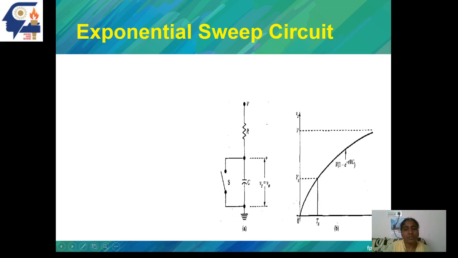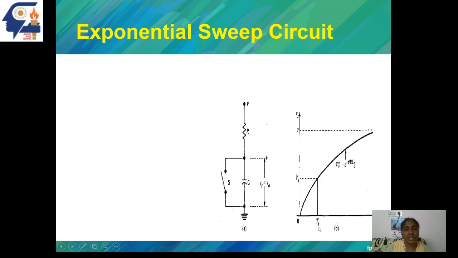At t equal to 0, the switch is kept in open condition, and thereby the capacitor charges to the voltage level V through the resistor R. Output is taken across the capacitor, and at t equal to 0 the capacitor starts charging up to the voltage level V. So after t equal to 0, the capacitor voltage is trying to charge up to voltage level V.